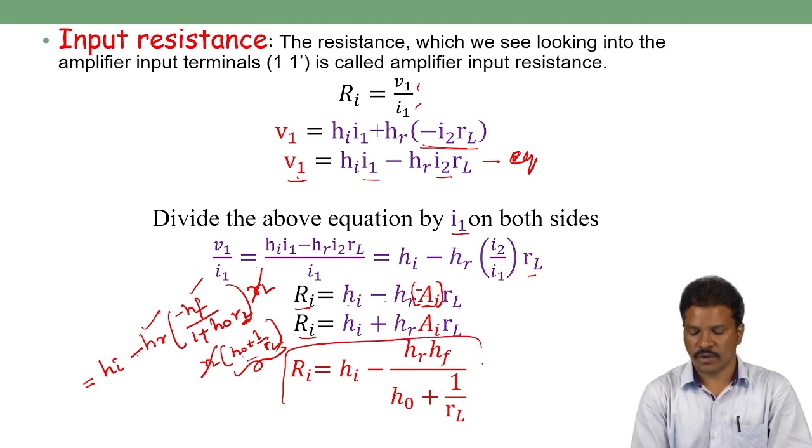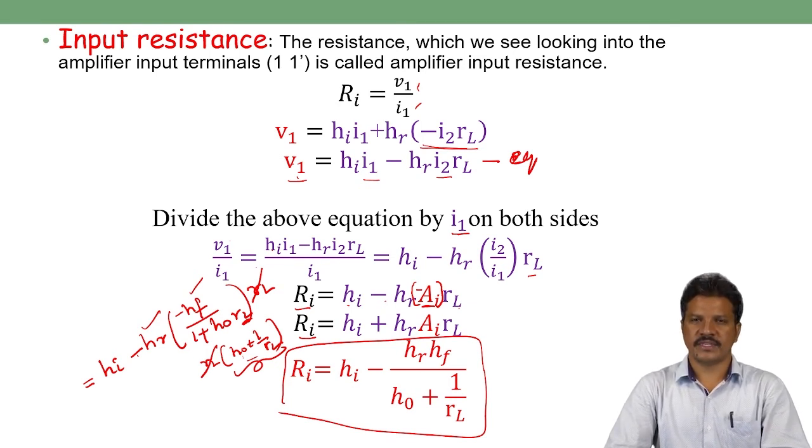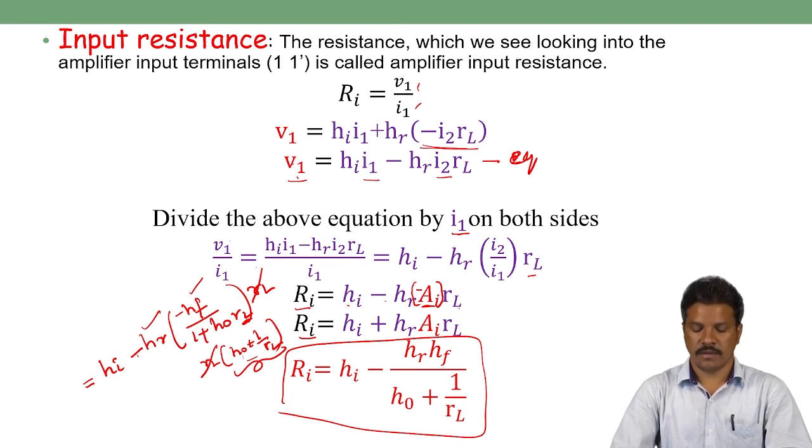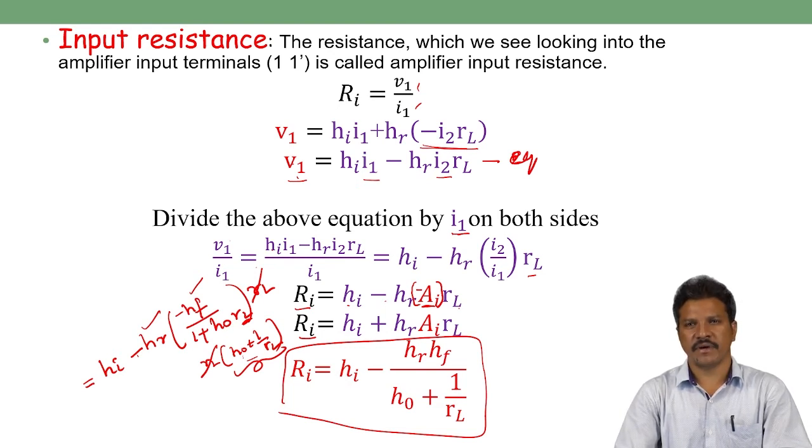This is also a useful parameter, the input resistance or input impedance, to be calculated in the amplifier. This input resistance is represented in terms of Hi, the input impedance of the transistor model, minus the reverse voltage gain multiplied by the forward current gain, divided by the output admittance plus 1 by RL. This is the input resistance.